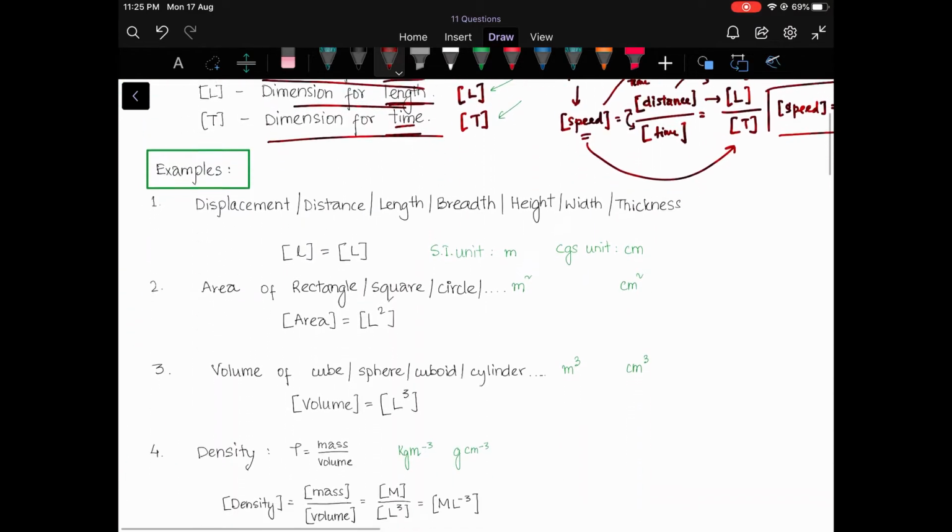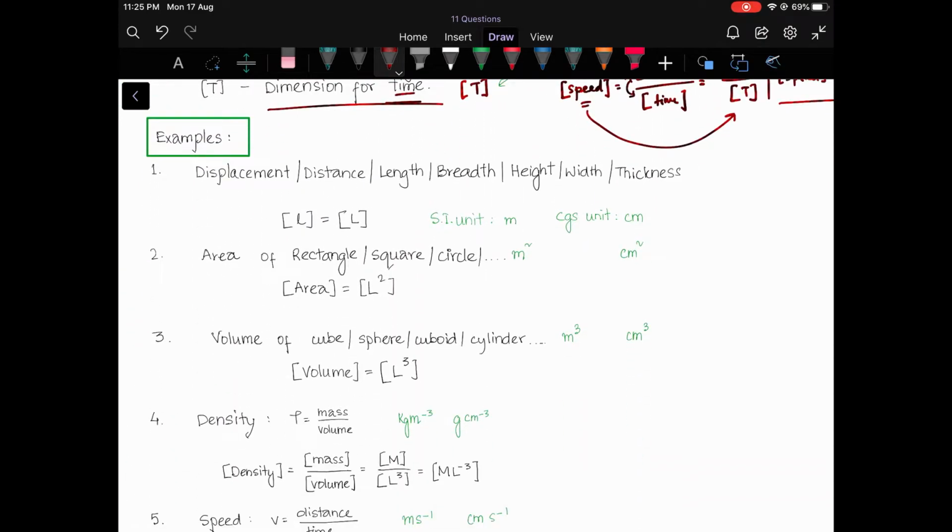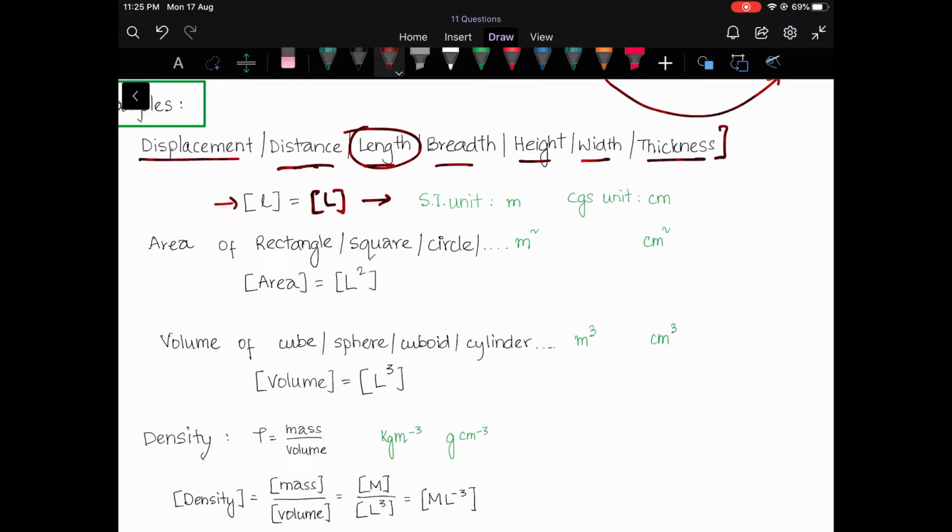Let's look into one by one the different quantities for which we can talk about dimensions. Let's start with distance, length, breadth, height, width or thickness. All of them are a measurement of length, we can say. So all of them have a dimension of L, capital L. If you look at the SI unit of all of them, it is going to be meters. In CGS system, it is centimeters. CGS, if you remember, is a system where you use centimeters as the length unit, gram as the mass unit, and seconds as the time unit.